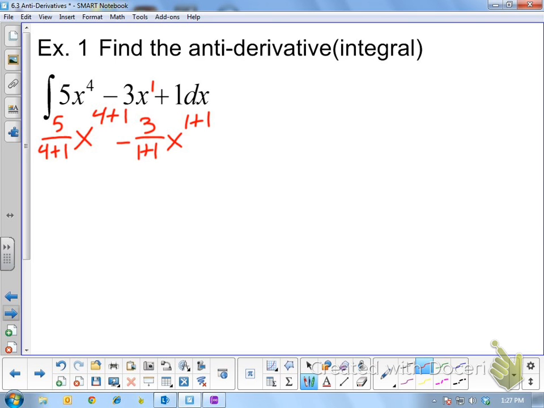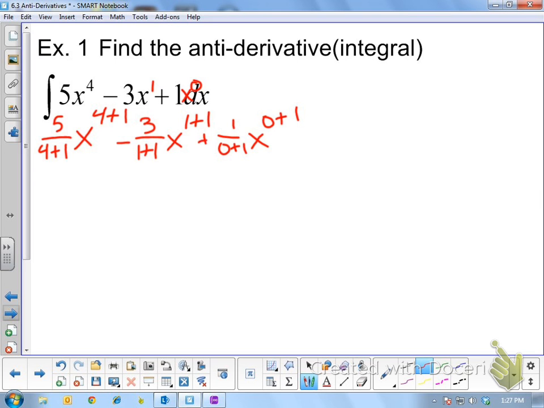Then the last one can be a little bit tricky. I have plus 1. What is my exponent on my variable here? If I put an x next to this 1, 0. Okay, because x to the 0 is 1. So it's 1 over 1 plus 0 times x. So 0 plus 1, 1 over 0 plus 1, plus sign in between. Now I just do some simplification.